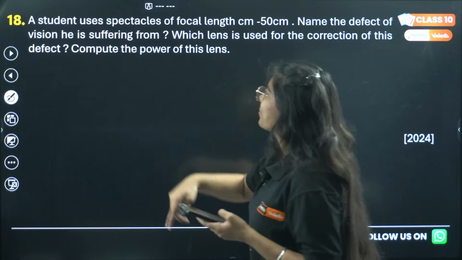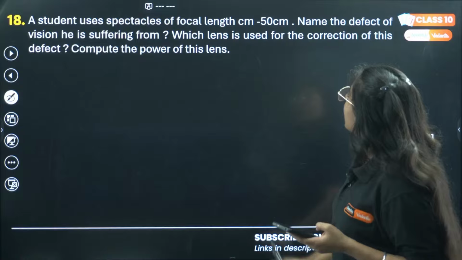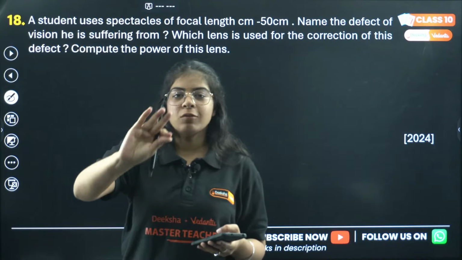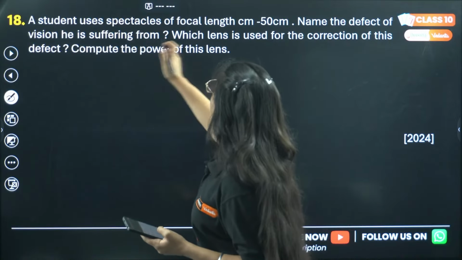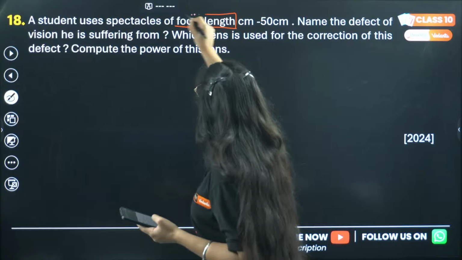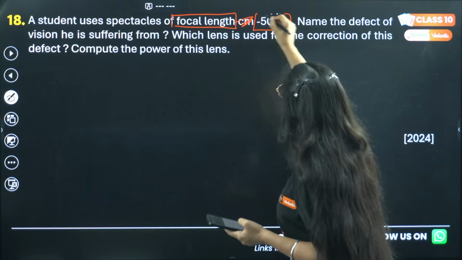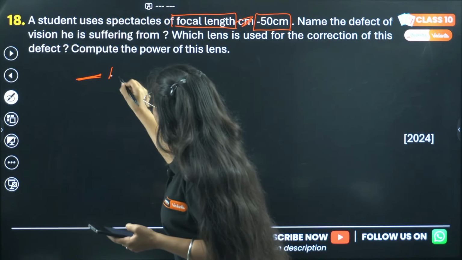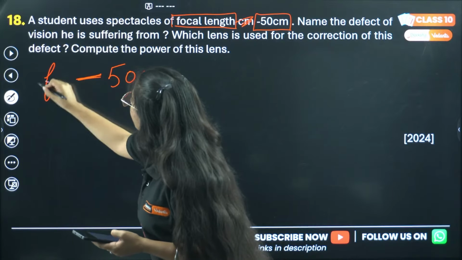Okay, let's move on to the next question. A student uses spectacles of focal length C. Let me show you how to do this question without doing silly mistakes. A student uses spectacles of, now what is given? Focal length, and what is given? Minus 50 centimeter. Just write it down on your paper, minus, highlighting the minus part, minus 50 centimeter. This is what? Focal length.